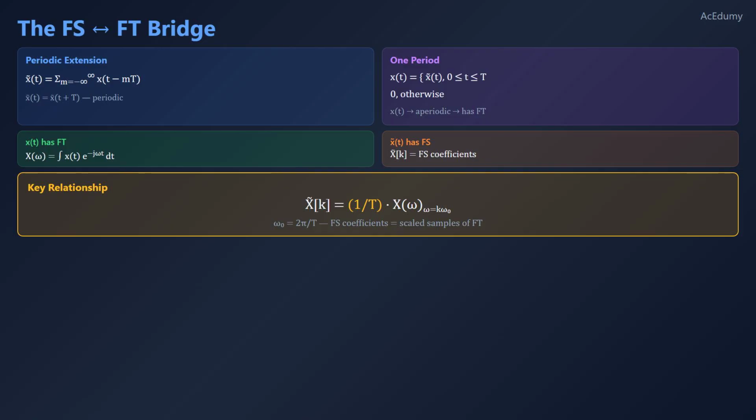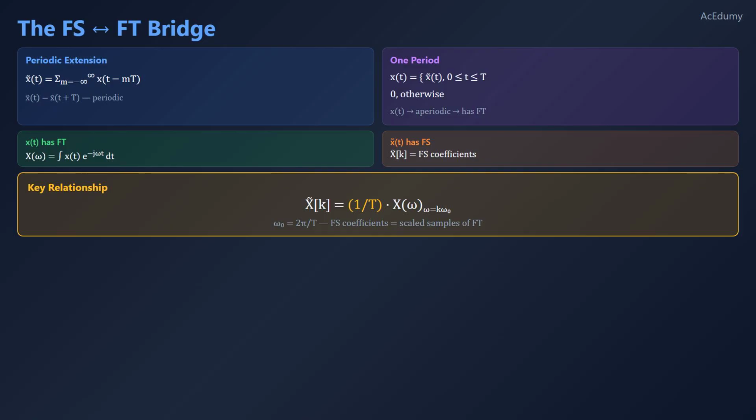Consider a periodic signal x̃(t) with period T. We can construct it by periodically extending one period: x̃(t) equals the sum from m equals -infinity to infinity of x(t minus mT). Here, x(t) is one period of x̃(t). It equals x̃(t) for 0 ≤ t ≤ T and 0 otherwise. Now x(t) is aperiodic, so it has a Fourier transform.